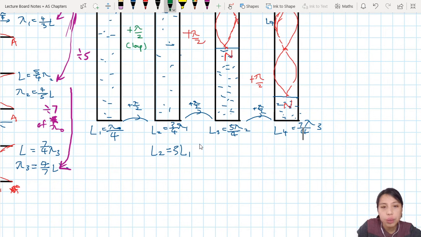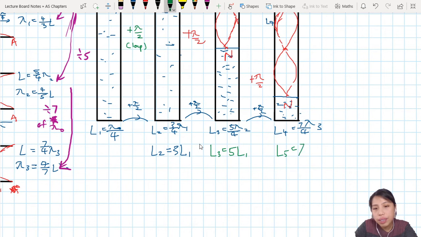Okay, 3 over 4. Number 4, okay. So I'm just writing out some relationships to point out to you. And of course, L3, the third length, is how many times? 5 times, right? 1 over 4. So 5 times the original length. Then L5 is 7 times the original length. So look at that. The 1, 3, 5, 7, the odd number thing comes out again. That is for open closed tubes. Okay, this is just some patterns for you to see, to point out.